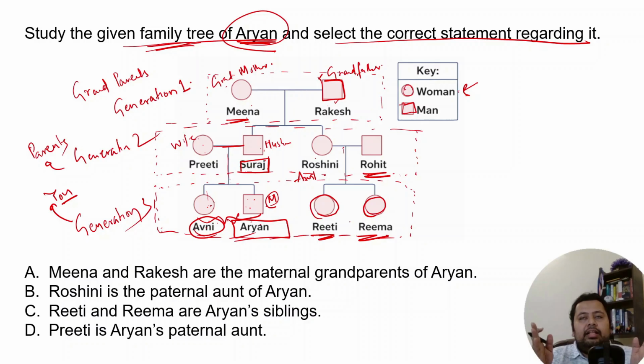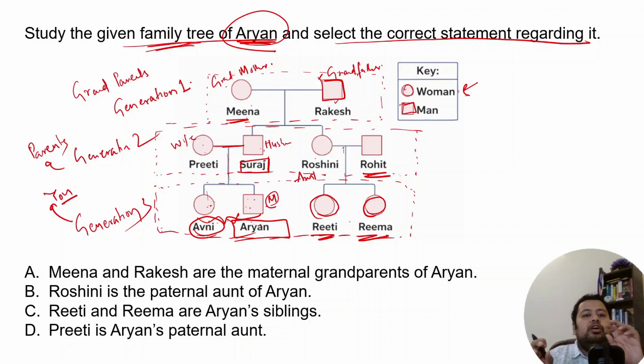So how do you check this? Because we are looking into Aryan's family, what we have to do first is find what generations there are. In generation one, when two people are shown in a straight line, that means they are husband and wife. So Rakesh and Meena are husband and wife over here, and then they have two children. One is Suraj, the other one is Roshni. Suraj is a male, of course.